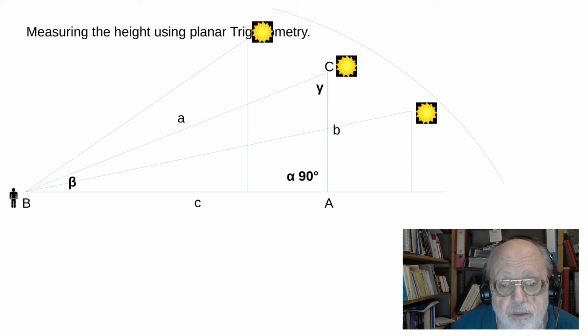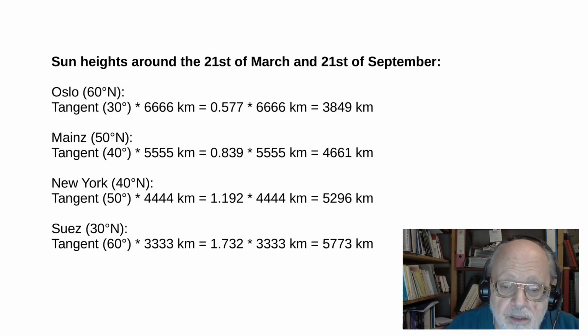Of course, proper scientific work also includes looking at other constellations. We will therefore now calculate the heights for the sun for different places on Earth at the time of the equinox on March 21st and September 21st. Besides Mainz at 50 degrees north, we take Oslo 60 degrees north, New York 40 degrees north, and Suez 30 degrees north. In Oslo, the sun is 30 degrees above the horizon at noon.